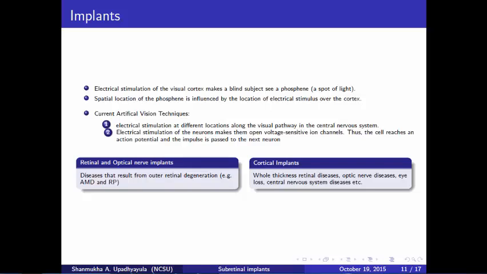So the available implants in the market are broadly classified into two categories: the retinal and optic nerve implants, which are basically used for the diseases that result from outer retinal degeneration, examples being the AMD and RP diseases. The other type of implants are cortical implants, which assume that the entire visual pathway of the subject has been compromised. This is due to whole thickness retinal diseases or optic nerve diseases or eye loss or central nervous diseases, etc.